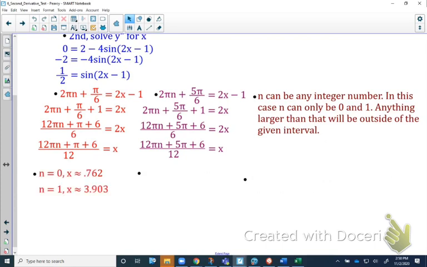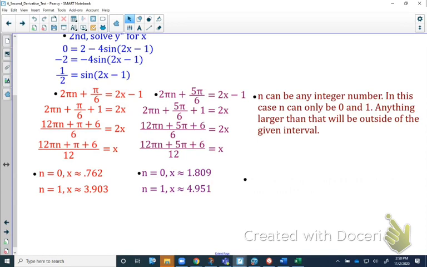So if I substitute a 0 in for the n value, or a 1 in for the integer n value, the two answers that my calculator spit out were 0.762 and 3.903. And then you do the same thing for the expression on the right, plugging in the 0 and the 1 for the n variable. And we get 1.809 and 4.951.